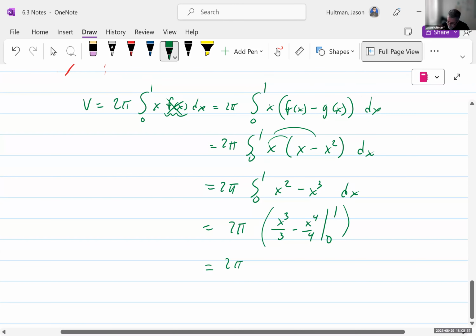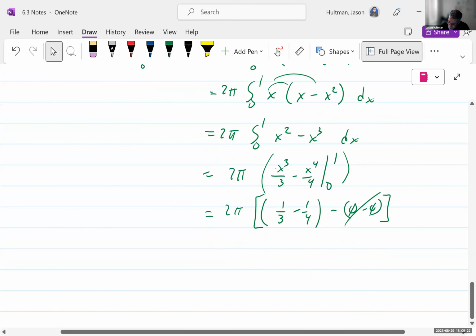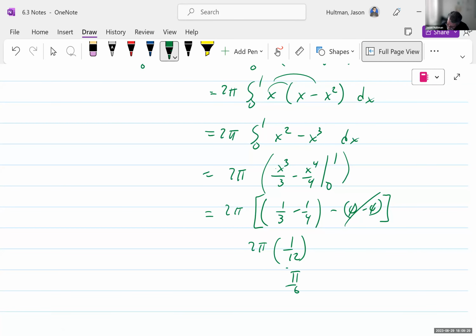And if both methods are valid, the washer method and the cylindrical shells method, they should both produce the exact same result. And so we plug in 1, we get 1/3 minus 1/4, minus 0 minus 0. That goes away. And everybody knows that 1/3 minus 1/4 is 1/12. And 2 pi times 1/12 is just pi over 6.